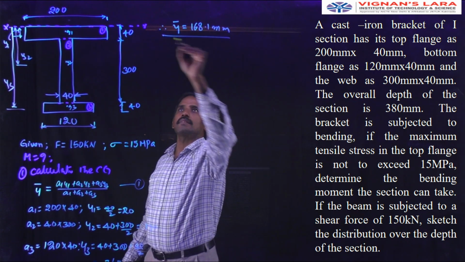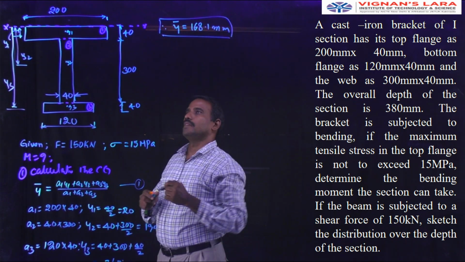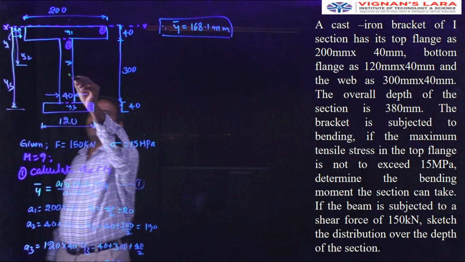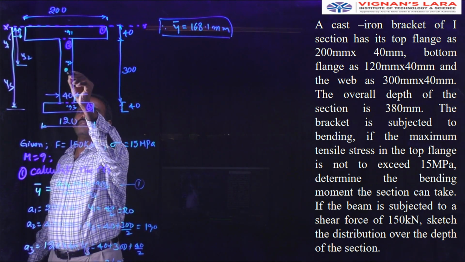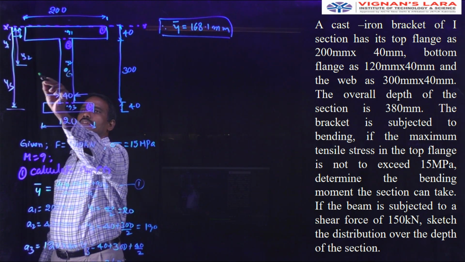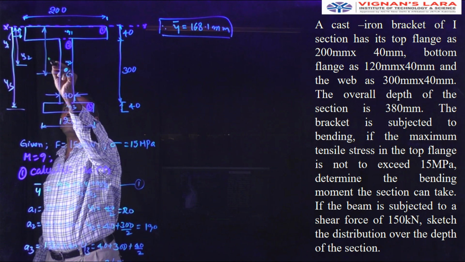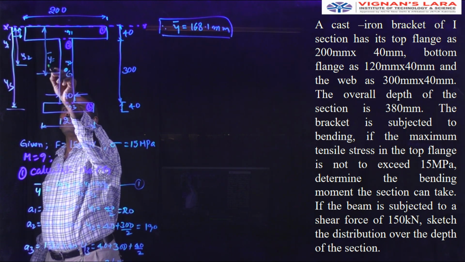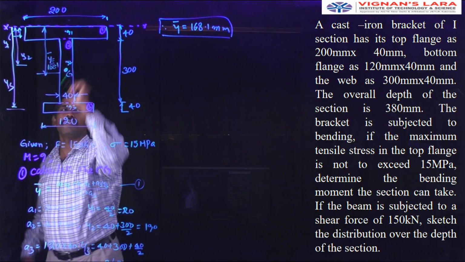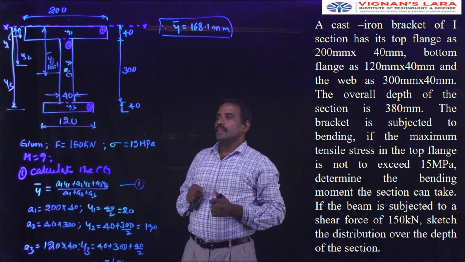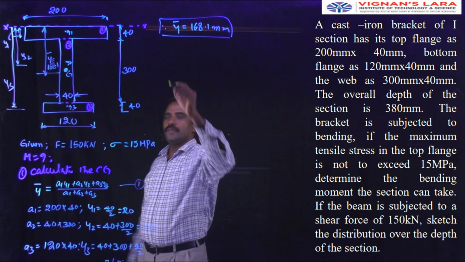This is the first part in this problem. So we have located the centroid of the T section, that is capital G. Its value is calculated from the geometry, y bar is equal to 168.1. We know that. Then go for the next one, the calculation of I.